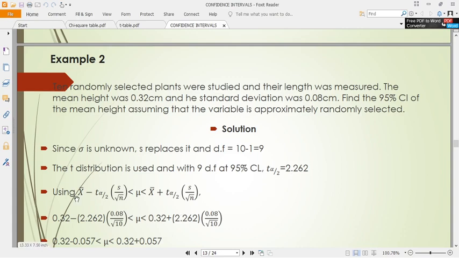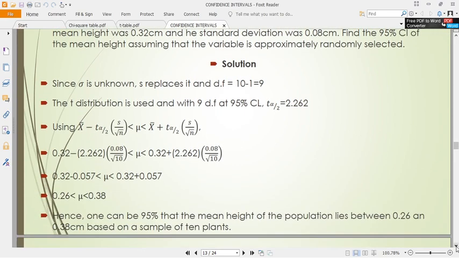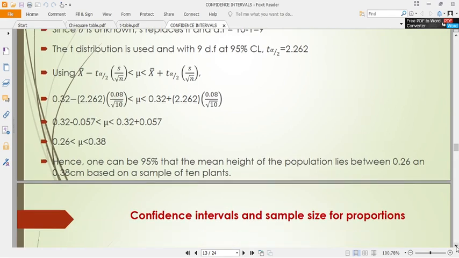So we come and substitute it in the equation. We have the sample mean as 0.32. We have our t alpha over 2 as 2.262. Then we have our sample standard deviation as 0.08 and our n as 10. So still you use your order of precedence and simplify. So therefore you can be 95% confident that the mean height of the population will lie in this interval based on a sample of 10 plants.